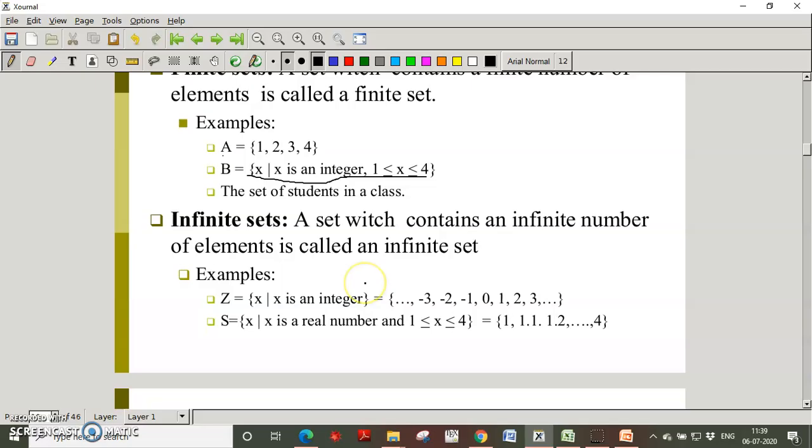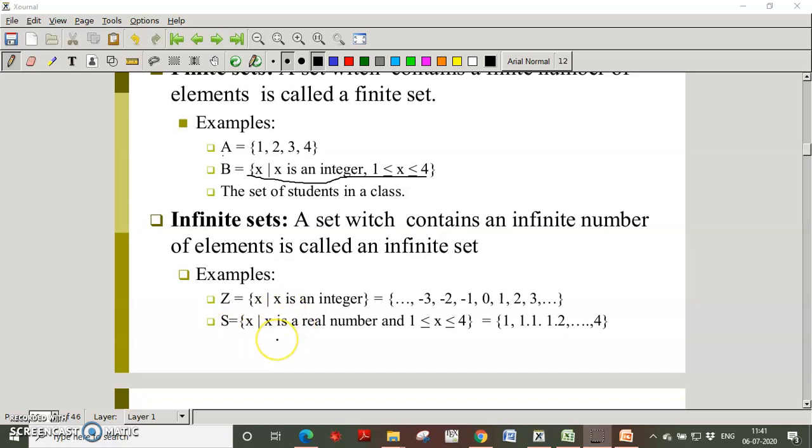Infinite set. A set which contains an infinite number of elements is called an infinite set. Here you can take Z equals x such that x is an integer. This is an example of an infinite set because the set of integers includes infinitely many numbers.